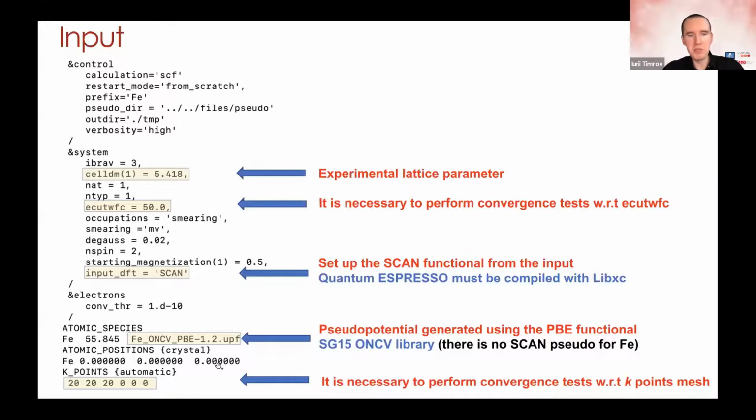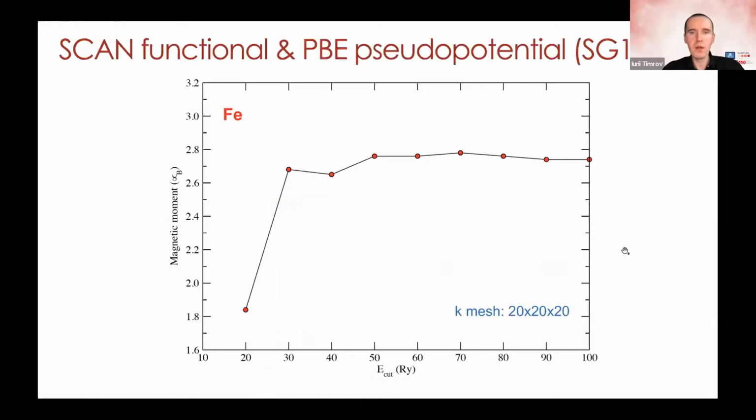And bulk iron has a small cell, so the Brillouin zone is quite large, so that's why we need a lot of k-points. I checked before and found that a 20 by 20 by 20 grid already gives converged results. But you can perform convergence tests on your own. So now we are talking not about the bandgap because it's a metal, but let's consider the magnetic moment of iron. So let's see how SCAN performs compared to PBE. Is it better or is it worse?